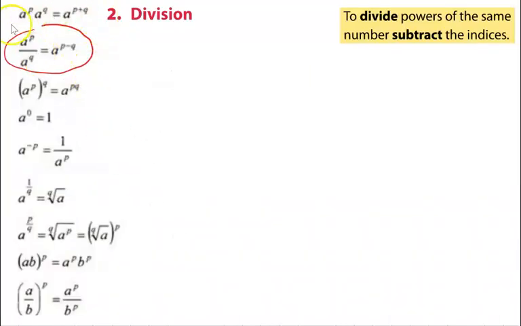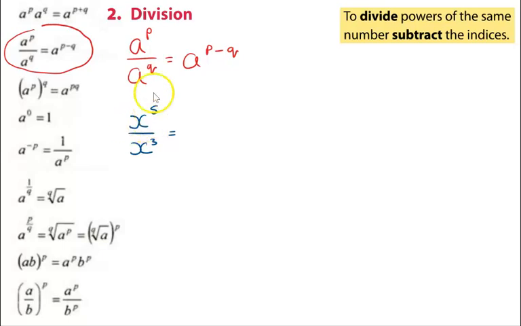So this is the second rule in your formula book. So this is the rule for division. So to divide powers of the same number, we subtract the indices. So this rule is a to the power of p divided by a to the power of q is a to the power of p minus q.